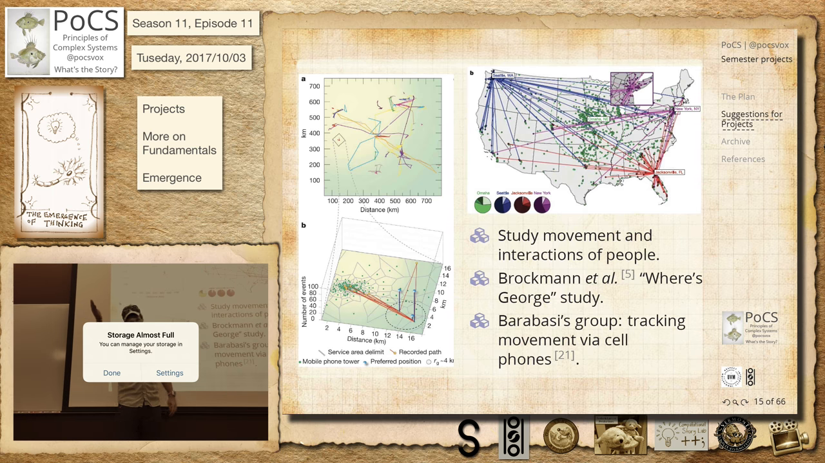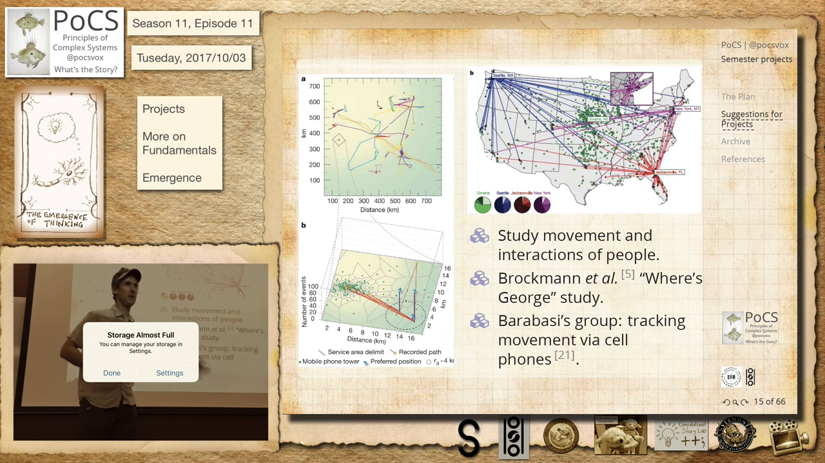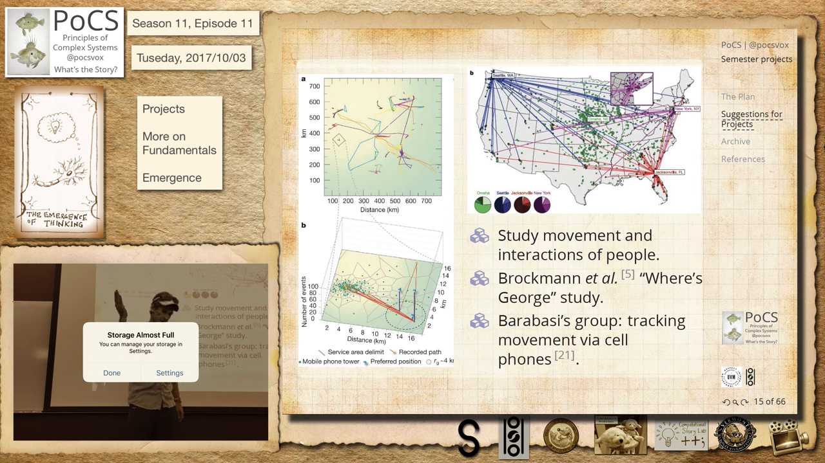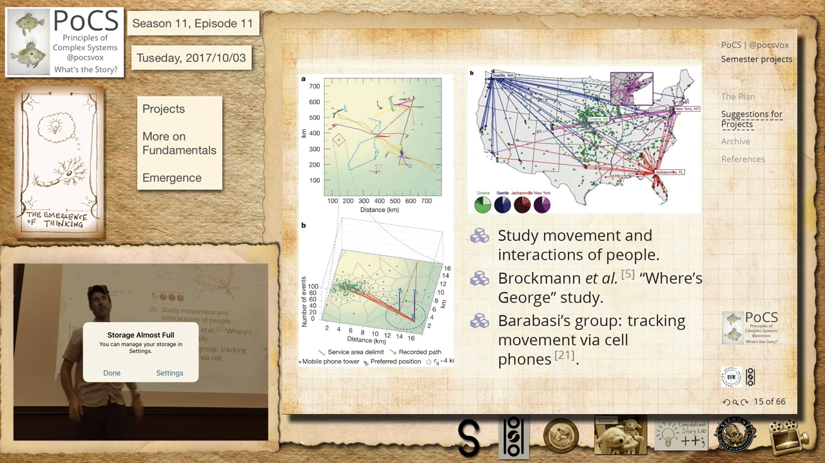Yeah. But people. So some people frequent two places, some people frequent five, some people, and you kind of have to put them all together, and you start to see this Zipf's law thing.